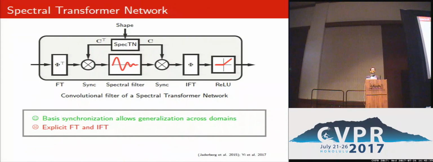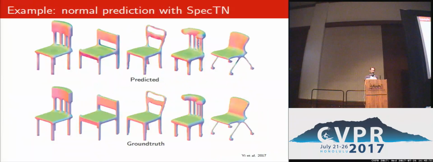Of course, now you need to explicitly compute the Fourier transform, and this comes at high computational complexity, because you cannot compute it in n log n operations. You need n squared operations. So here are some results. This is an example of normal prediction with spectral transformer networks, and you can see that it works very nicely. Here the color represents the orientation of the normal.